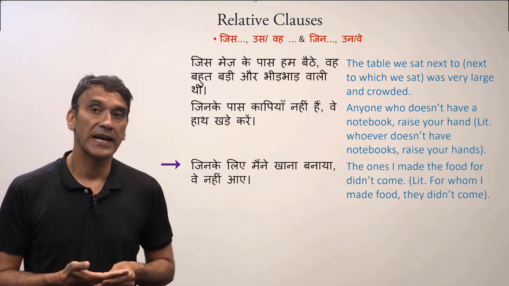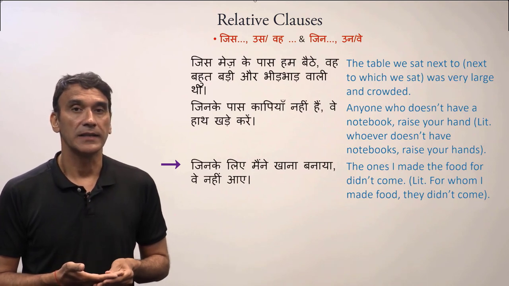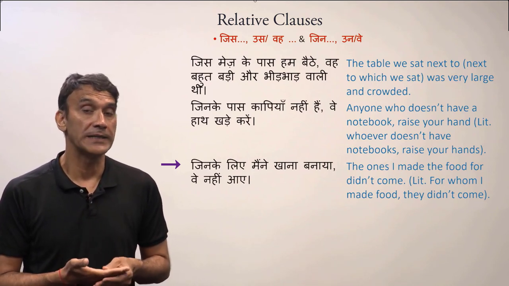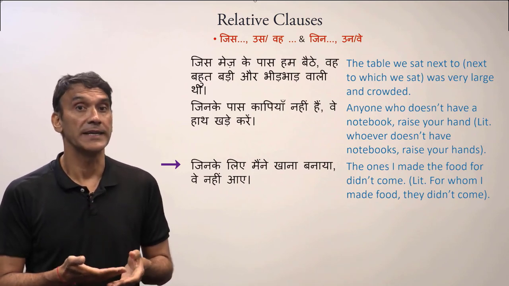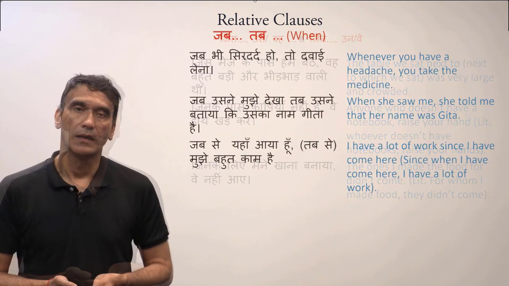Jiske liye maine khana banaya, ve nahi aaye. The ones I made the food for did not come. Literally, for whom I made food, they did not come.